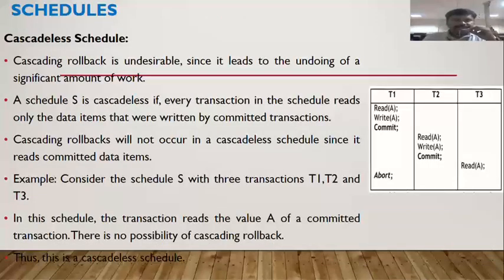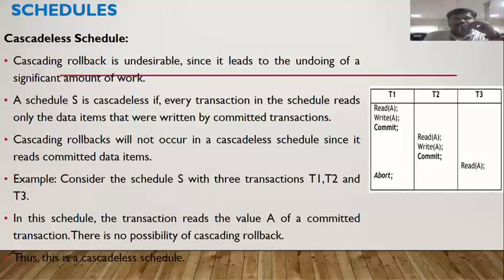Next we go to the cascadeless schedule. Cascading rollback is undesirable since it leads to undoing a significant amount of work. A schedule S is cascadeless if every transaction in the schedule reads only the data items that were written by committed transactions. Cascading rollbacks will not occur in a cascadeless schedule since it reads committed data items. For example, consider the schedule S with three transactions T1, T2 and T3. In this schedule, each transaction reads the value of A written by a committed transaction, so there is no possibility of cascading rollback. This is called a cascadeless schedule.